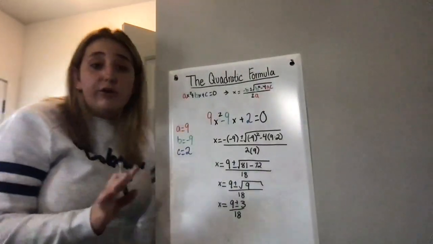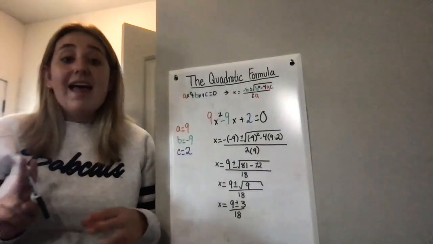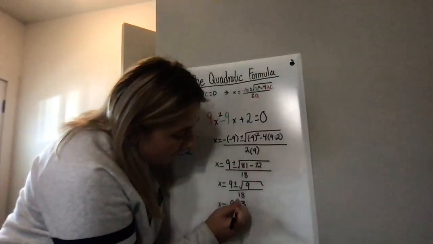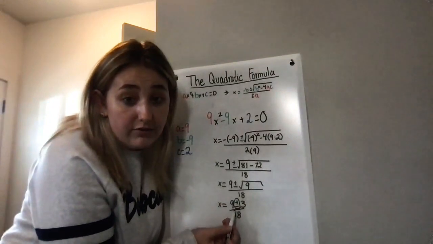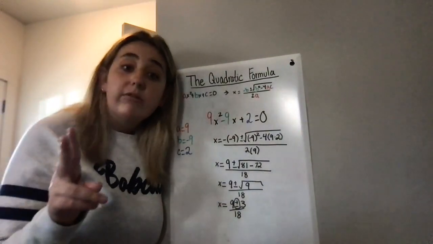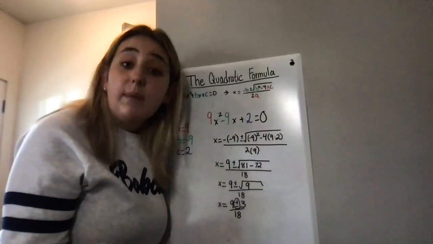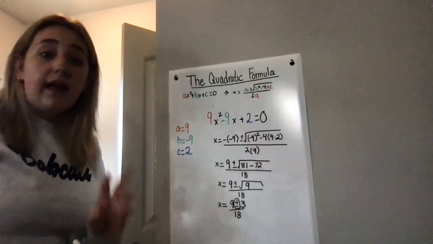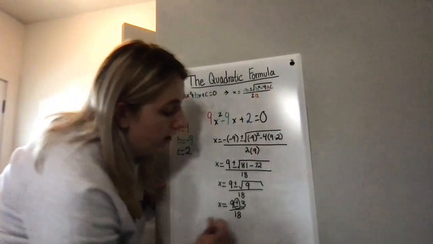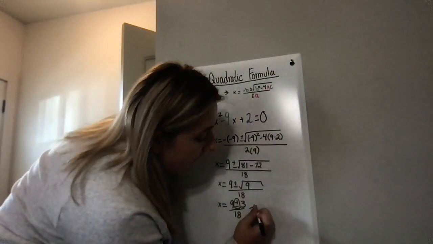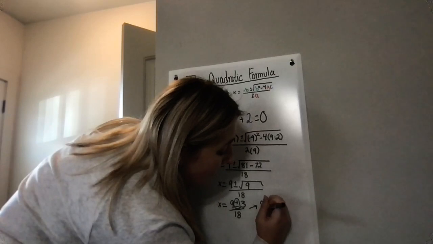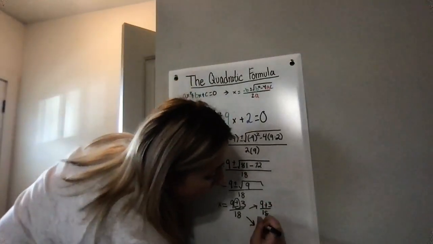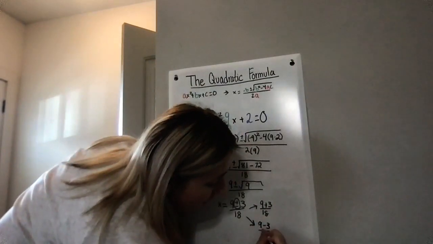Now, when we have factored in the past, you come up with 2 answers. That's the same for the quadratic formula. That's what this plus or minus means right here. That means that you're going to have 2 answers. In some cases, it might be a negative, or they might both be positive or both negative, but you're always going to have 2 answers. So the plus or minus means that you're going to do both 9 plus 3 over 18, as well as 9 minus 3 over 18.